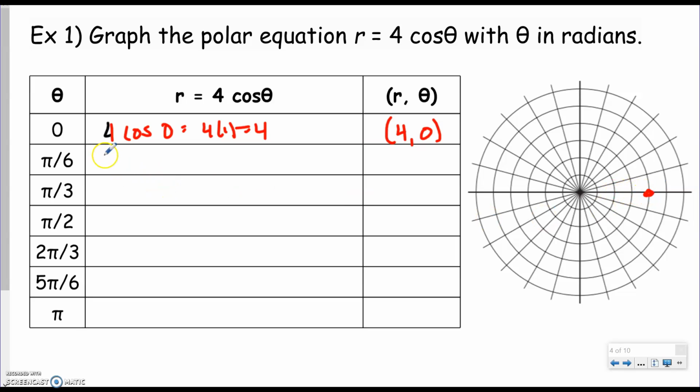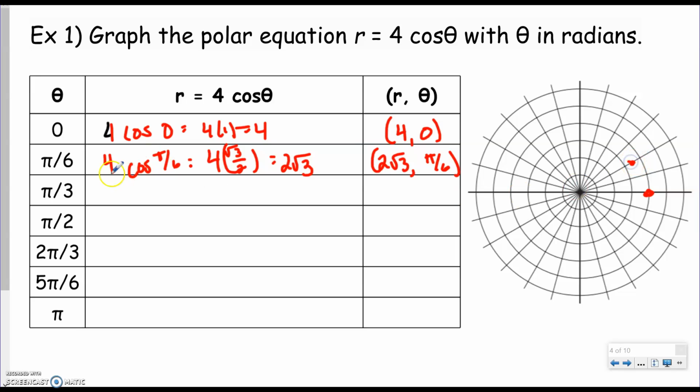Next we are going to plug in pi over 6. At pi over 6, we get the square root of 3 over 2 for cosine. So when we simplify that, we get 2 square root of 3, comma, pi over 6. So at the angle pi over 6, we're going to plot about 3.5. So this is pi over 12. So pi over 6 is 1, 2, 3, about 3.5.